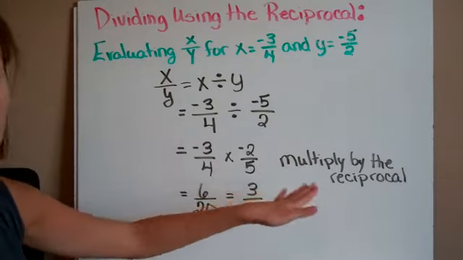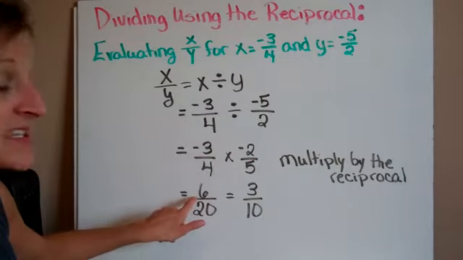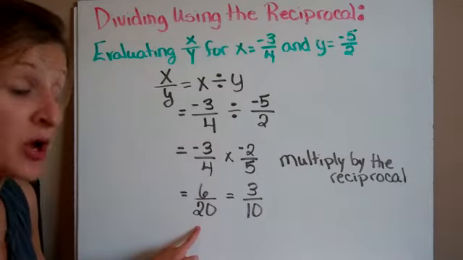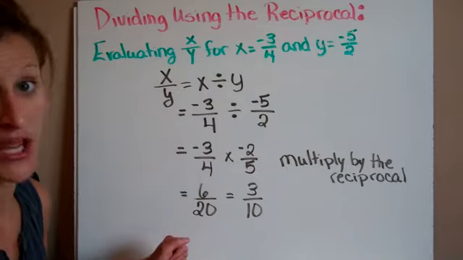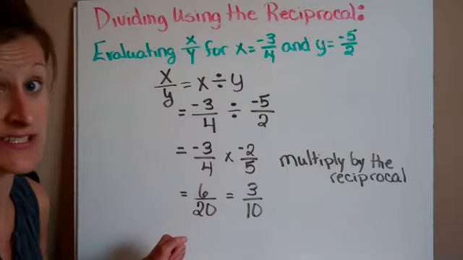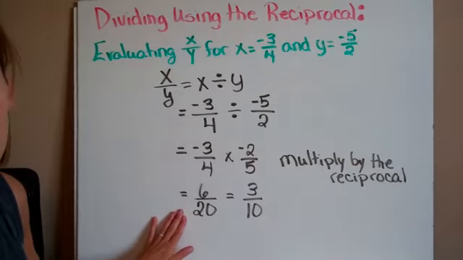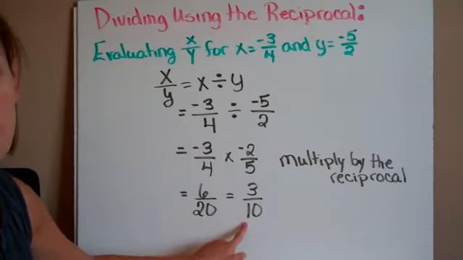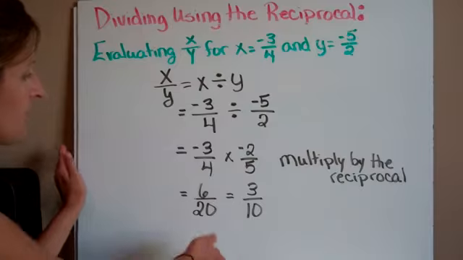So now I multiply across. Negative 3 times negative 2 is a positive 6. 4 times 5 is 20. Now, you're in algebra, so we know that 6/20 is not a simplified fraction, and we only write fractions in simplest form. So both the top and bottom can be divided by 2, and that would give me 3/10, and 3/10 is a simplified fraction in its simplest form.